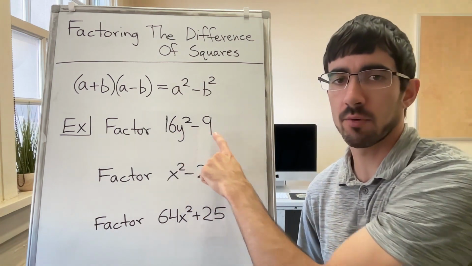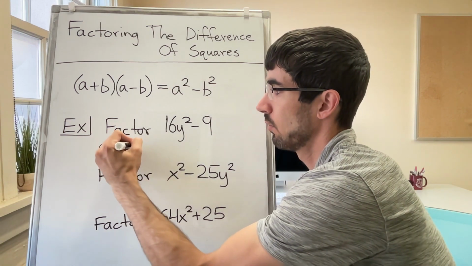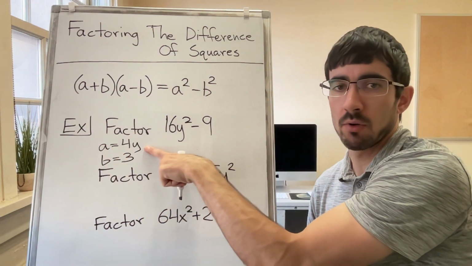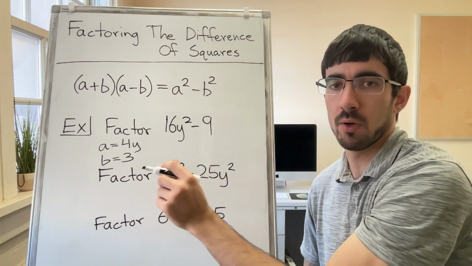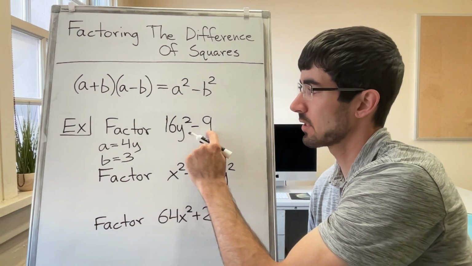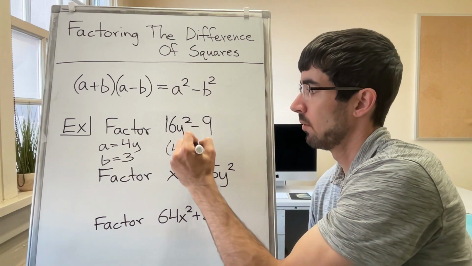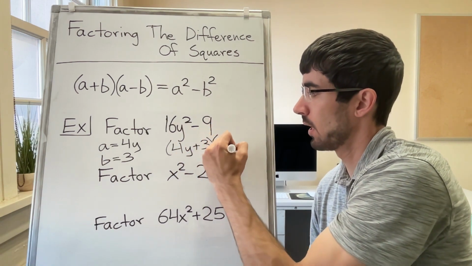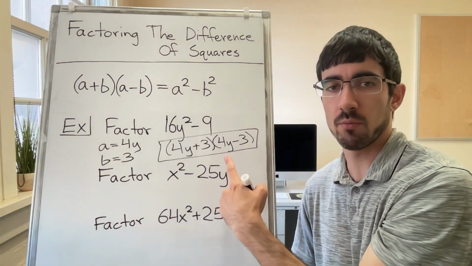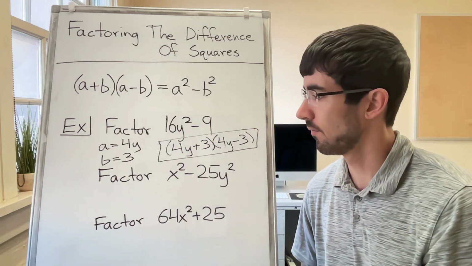Factor 16y squared minus 9. Those are both perfect squares. The square root of this is 4y. The square root of this is 3. Notice that I took the square root of both the number and the variable. They both have to be perfect squares. The whole term must be a perfect square. Since these are both perfect squares, they fit the difference of squares formula, and my factors are 4y plus 3, 4y minus 3. That's it. You can confirm through multiplication. If you multiply those binomial factors together, they should give you this result in the end.